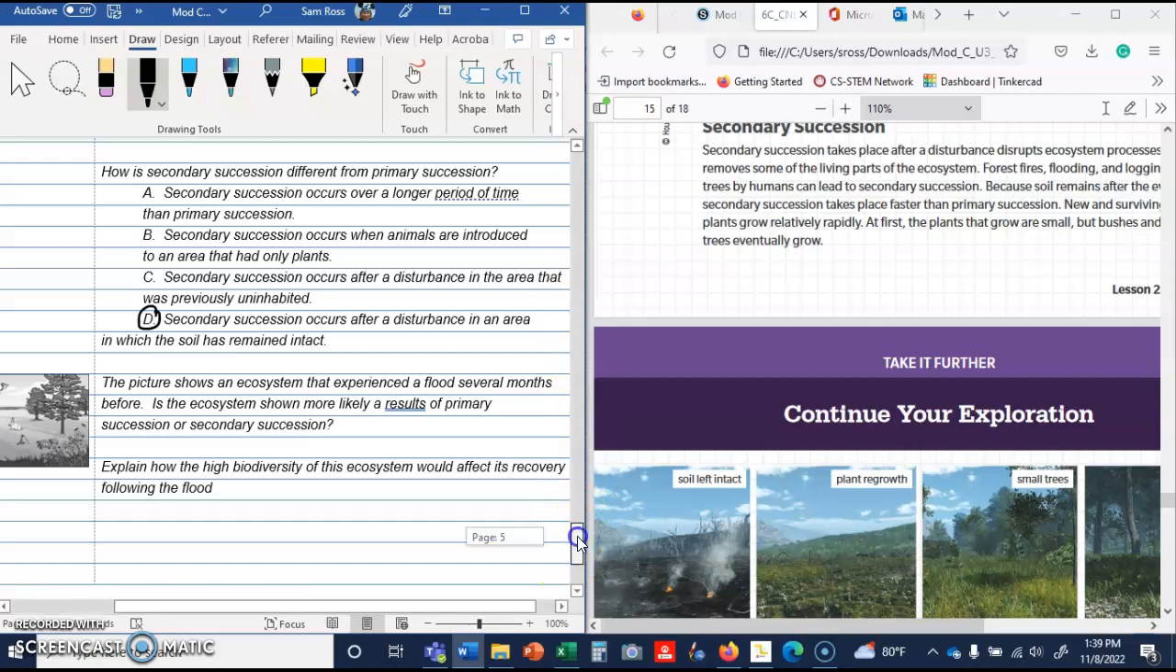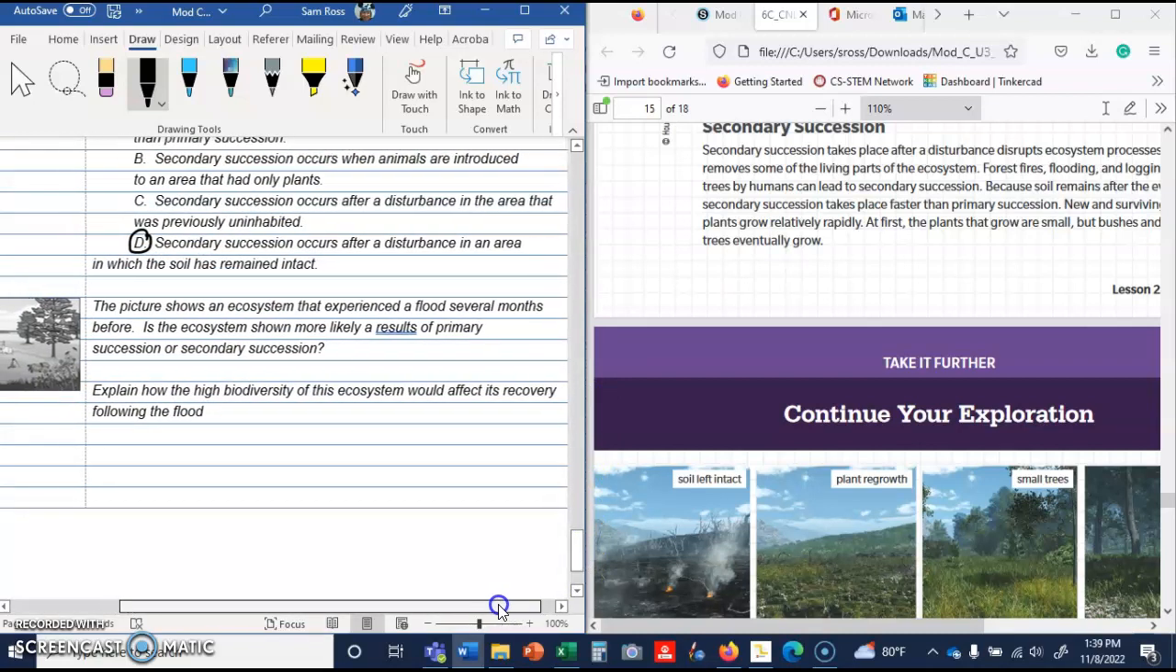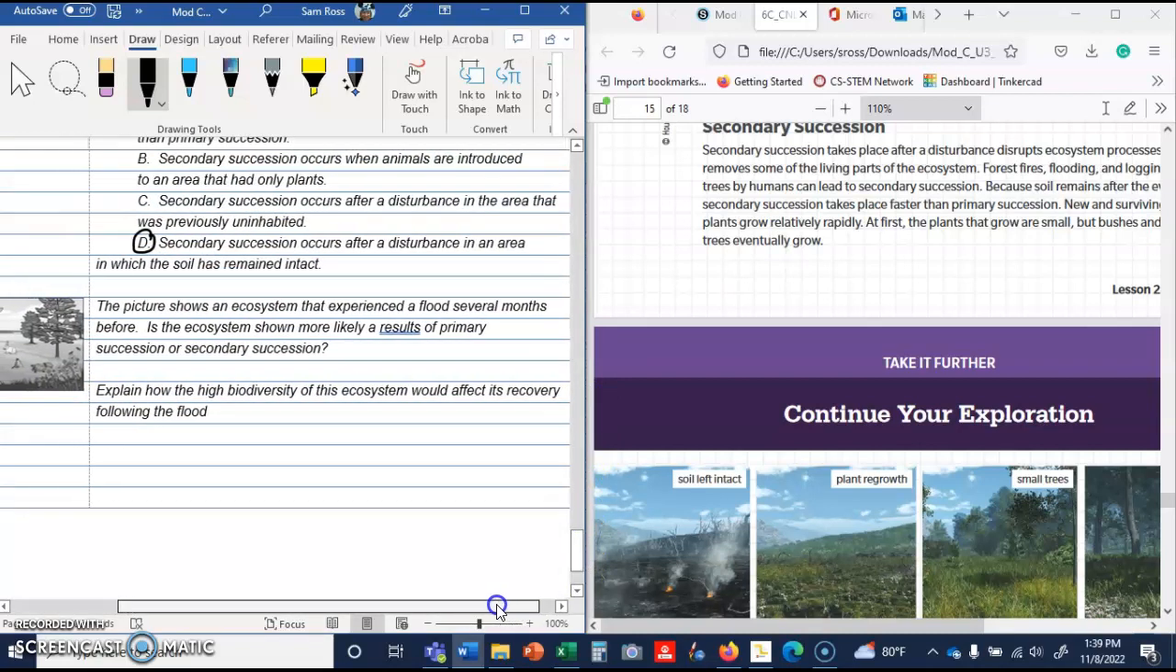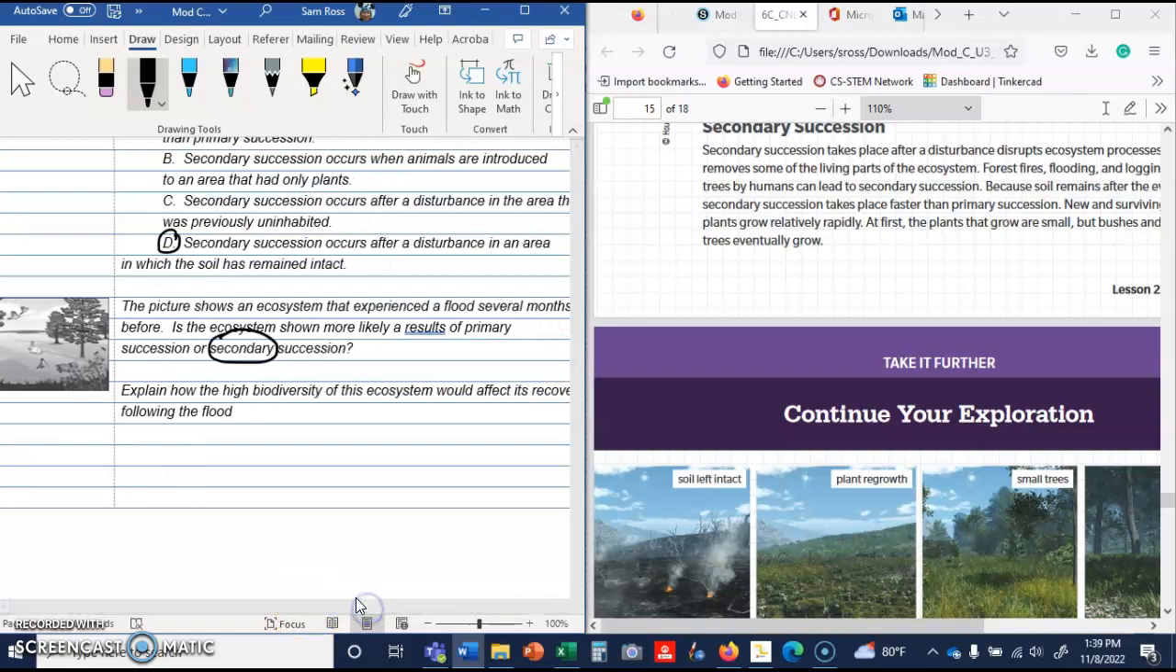And then the last question, I think, that we have here, it says the picture shows an ecosystem that experienced a flood several months before. Is the ecosystem more likely a result of primary or secondary succession? So that's secondary succession. And explain how the high biodiversity of this ecosystem would affect its recovery during the flood. So here is the ecosystem that we're talking about.